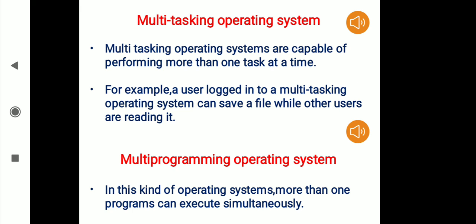The last type of operating system is the multi-programming operating system. In these types of multi-programming operating system, more than one program can execute simultaneously. For example, if paintbrush application and word processor application are two different programs, then both these programs, that is paintbrush application and word processing application, can work and execute simultaneously.